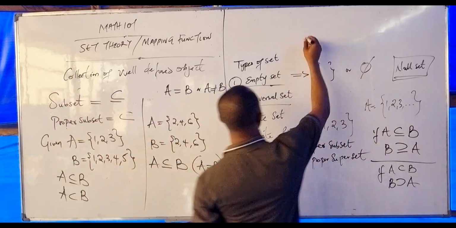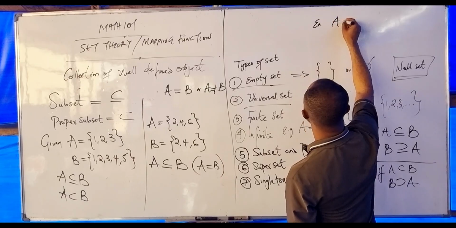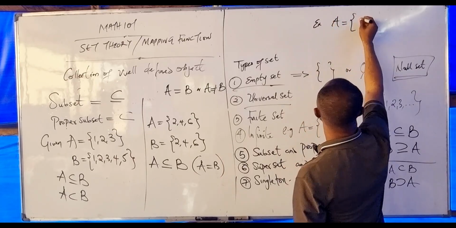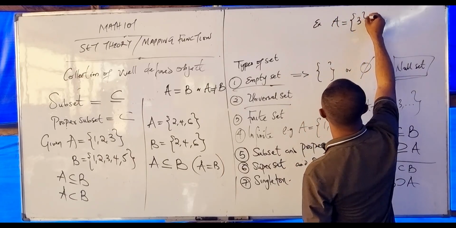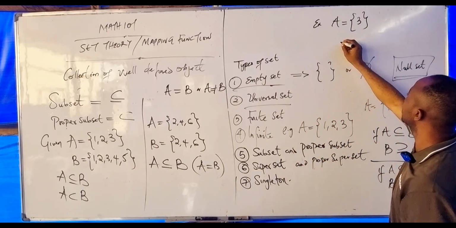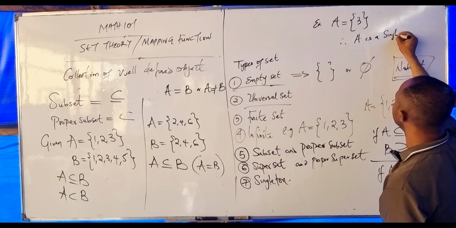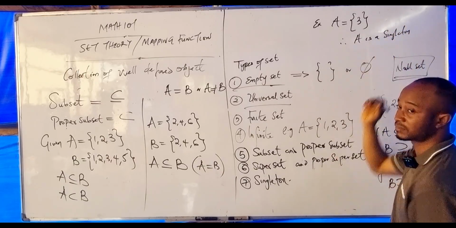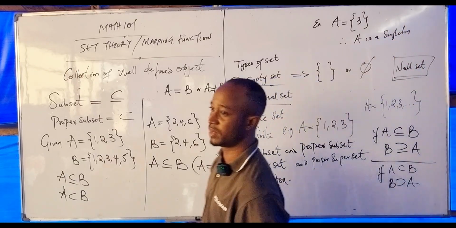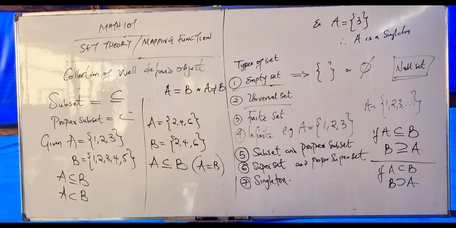A good example: if A is a set of just one element, 3, this implies that A is a singleton. Singleton means a set that has just one element. Are you there? It's called a singleton.